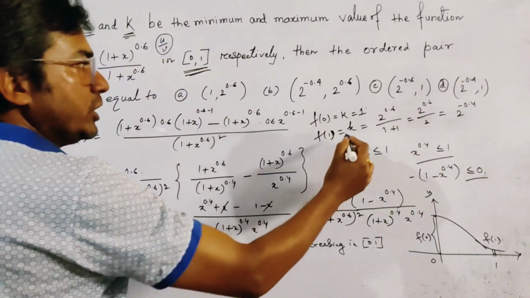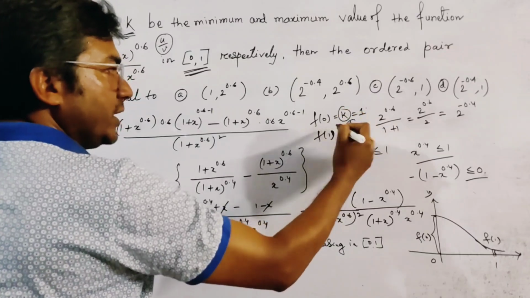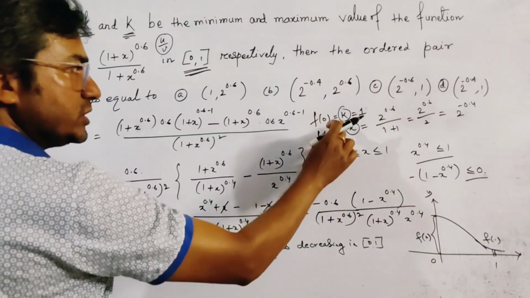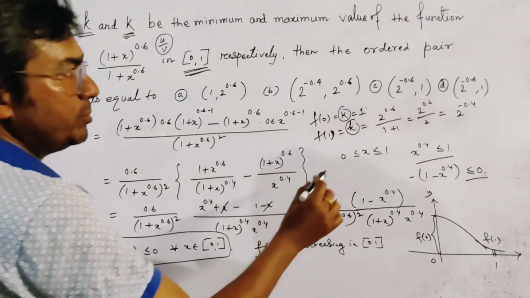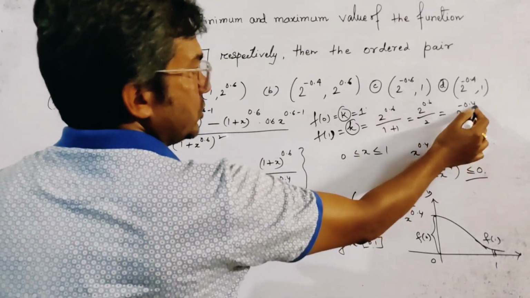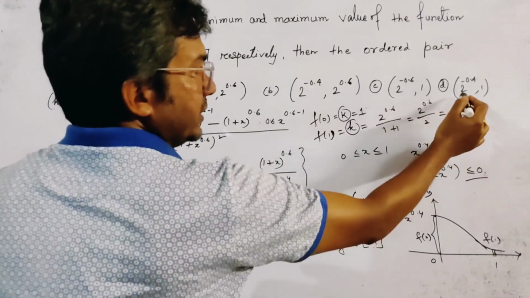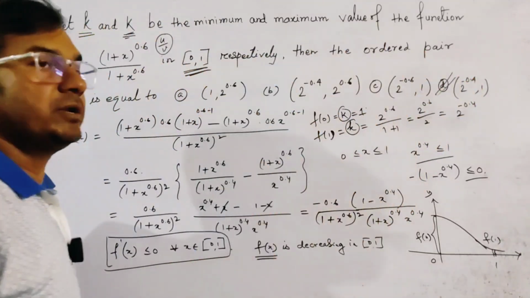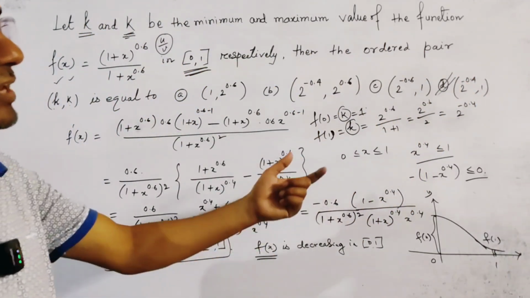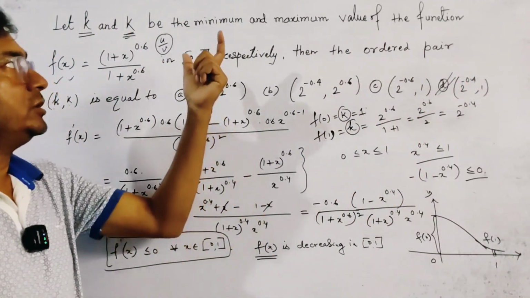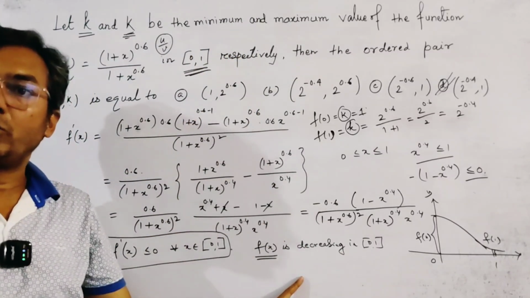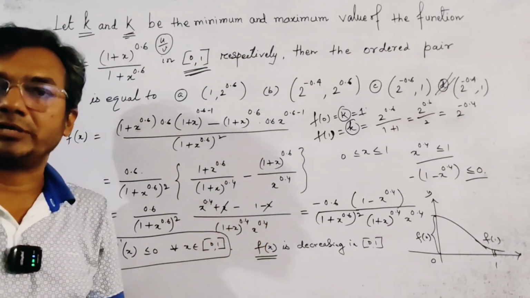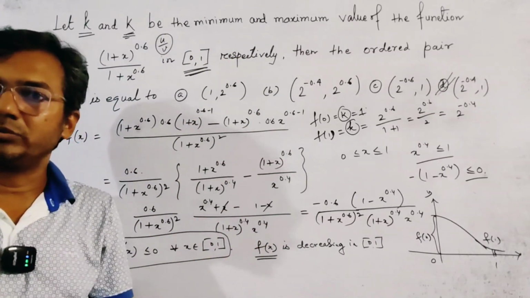So the value of small k and value of capital K we get from these two results, and the ordered pair (small k, capital K) is obviously (2 to the power minus 0.4, 1), and this is option number D. Very interesting problem from maximum minimum, and we use here the property of increasing or decreasing function, right? Thank you for watching.